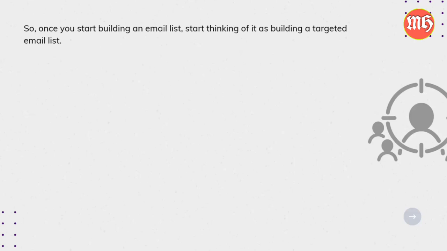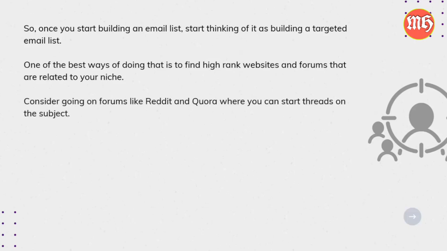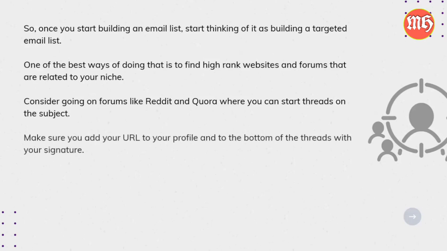So, once you start building an email list, start thinking of it as building a targeted email list. One of the best ways of doing that is to find high-rank websites and forums that are related to your niche. Consider going on forums like Reddit and Quora, where you can start threads on the subject. Make sure to add your URL to your profile and to the bottom of the threads with your signature.